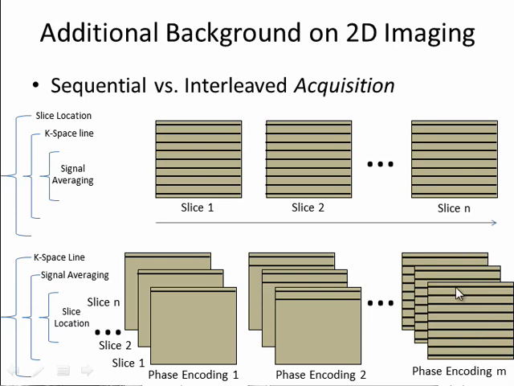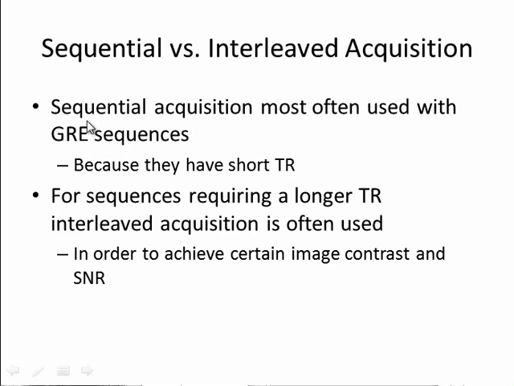So you can see that the acquisition order is quite different between these two methods, and certain pulse sequences are more suited for sequential, and certain sequences are more suited for the interleaved type. Gradient echo sequences are good candidates for sequential acquisition because they have a short TR, while sequences that need a longer TR are good candidates for interleaved acquisition, so that you can achieve a certain image contrast and signal to noise ratio.